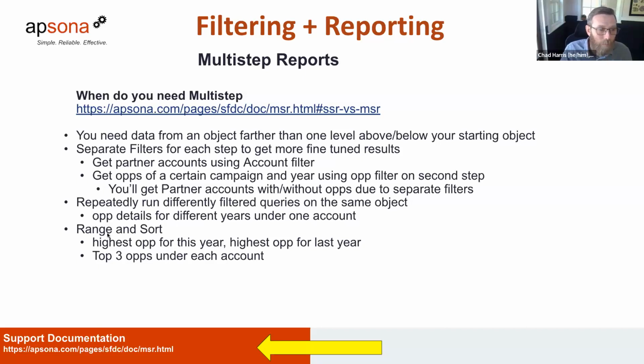Lastly, there are some range and sort features that are unique to multi-step reports that we're going to look at either this week or next, that allow you to kind of do what our metric fields do. I talked about metric fields last week, but in a more sophisticated way. So if you wanted to find the highest opportunity for a particular year, or have a ranked top 3 opportunities under an account, multi-step reports allow you to range and sort those in ways that are more powerful than single step.